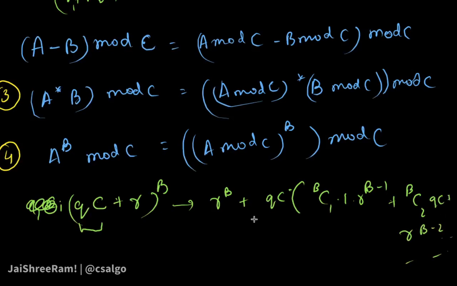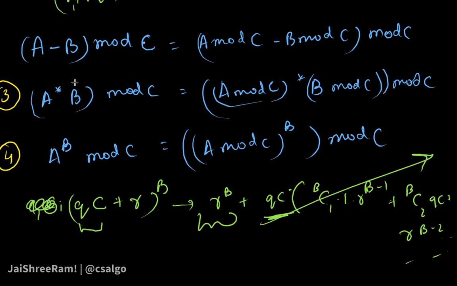There will be a lot of terms. Now all of these terms will have this qc term in them, and this is divisible by c, right? So when you take a remainder, this whole term gets removed and this is left. As you can see, this is nothing but r, which is a mod c, and that to the power b, again taken mod c, because you need to take a remainder again. So these two would be the same as well.